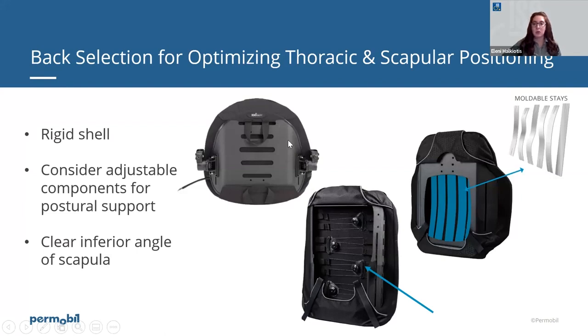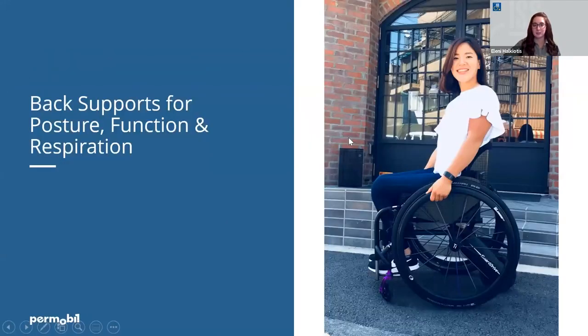Back supports can be ordered in different lengths, and some of them have contour to clear the scapulae, even if they are a little longer in length, and you can certainly order the length necessary for the support and propulsion needs of your client.